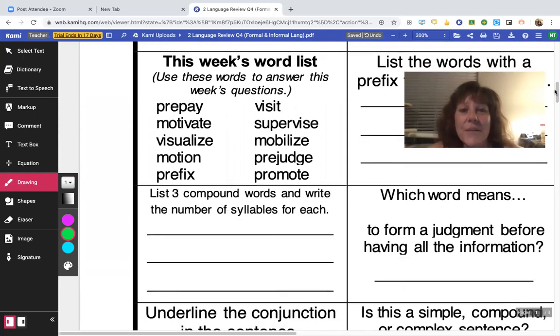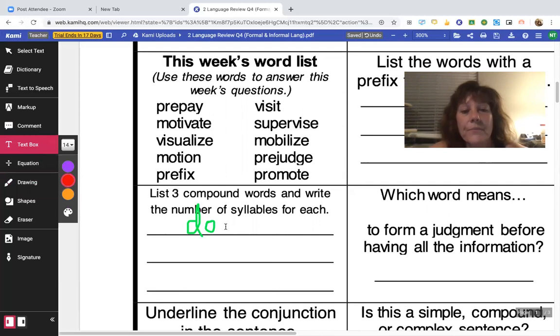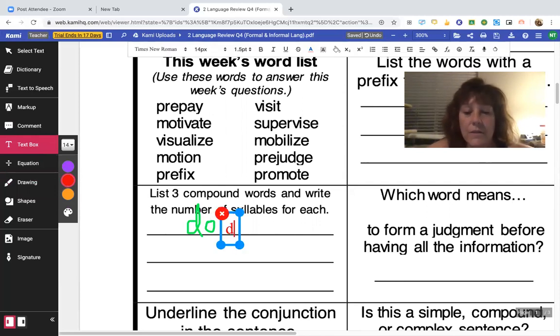All right, so there's the week's word list. Prepay, motivate, visualize, motion, prefix, visit, supervise, mobilize, prejudge, promote. Okay. List 3 compound words and write the number of syllables for each compound word. So compound word is when you take 2 words and put them together and make one. I always think of doghouse. I don't know why. Oh, I should type this, huh? I'll type it. Dog house. Let's think of another one.